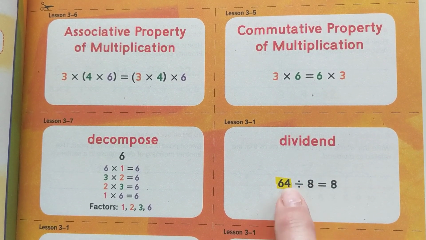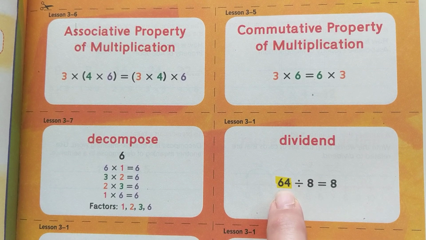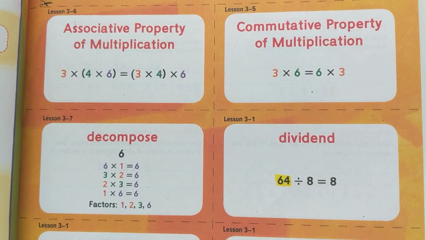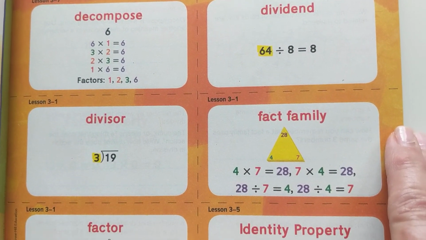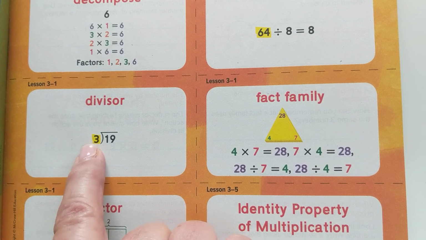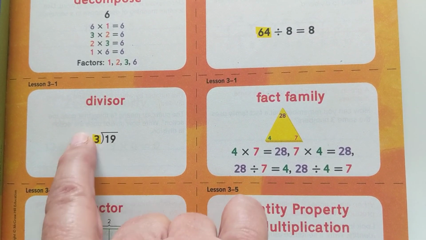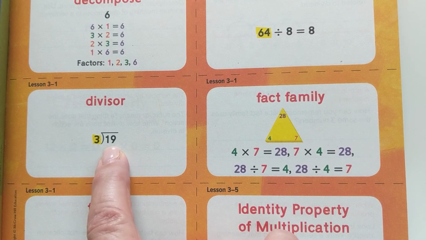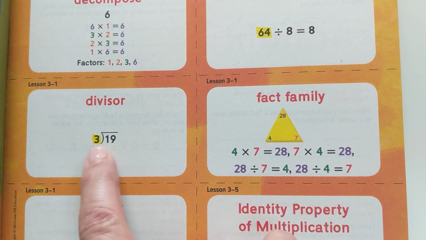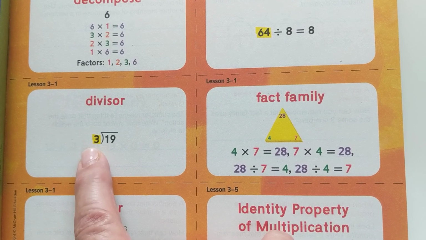Dividend. Dividend is the number that I'm going to divide up. So that's what we need to remember. And in division, it's the highest number. So the highest number should be the dividend. And then I'm moving down and I have the divisor. The divisor is the number I'm using to divide up the dividend. So in this picture right here, 19 is the dividend. That's the number I want to divide up. 3 is the divisor. That's the number I'm using to divide it up.